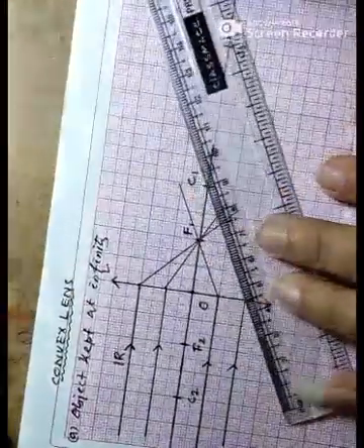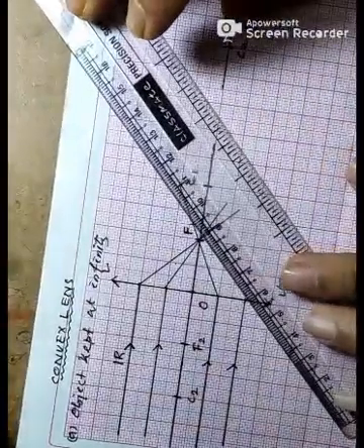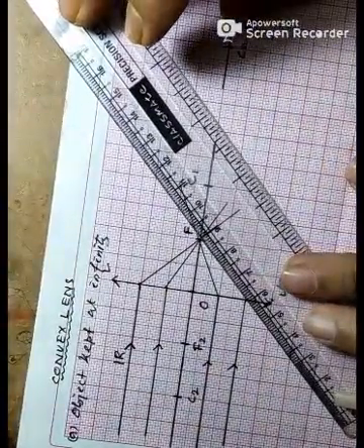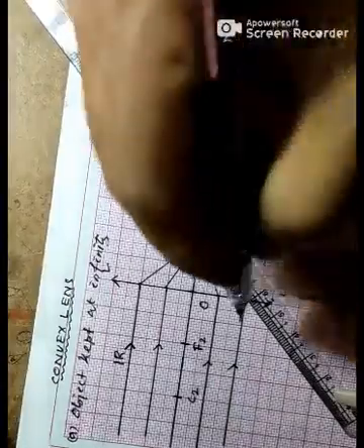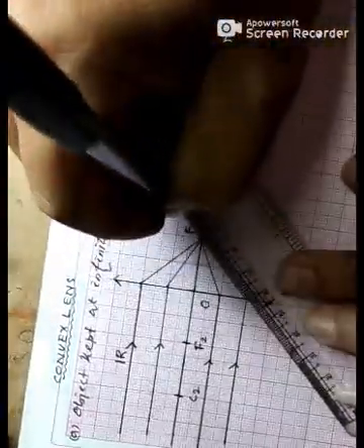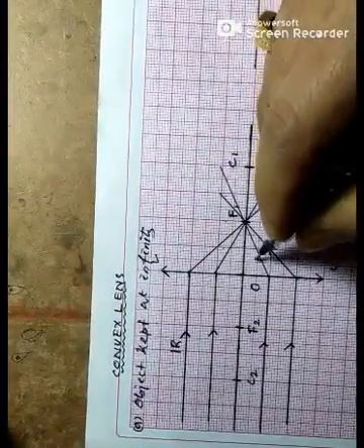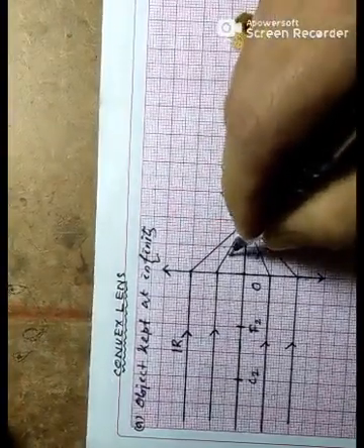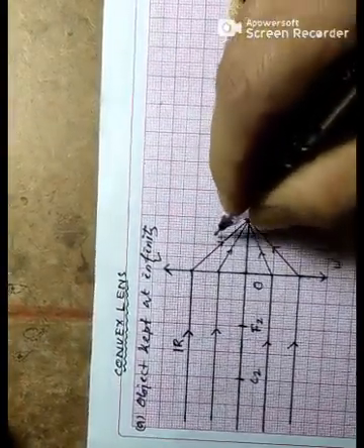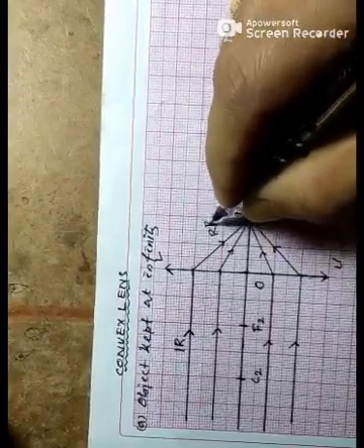From this point join. And from this point join. So our diagram is ready. Now you put an arrow mark here because these are refracted rays. So these are refracted rays.